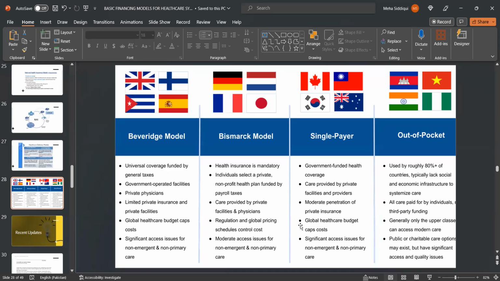And this national health insurance model is the mixture of these two models, Beveridge model and Bismarck model. Then the fourth comes out-of-pocket model. It is used by roughly 80% of countries that typically lack social and economic infrastructure to systemize care. All care is paid for by the individual, not third-party funding. There is no third-party funding in this model. Generally, only the upper classes can access modern care. Public or charitable care options may exist but have significant access and quality issues.